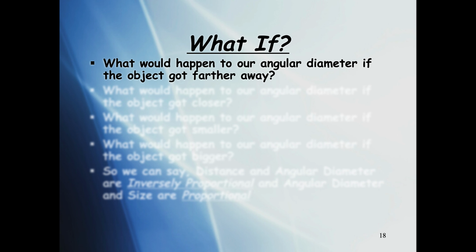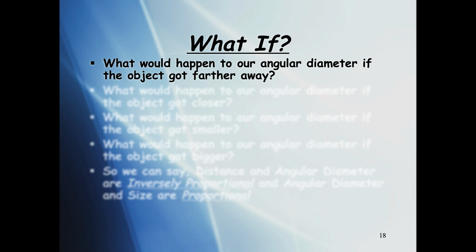So here's some questions for you. And again, just kind of think about the basics of angular diameter and what that means. So that's just going to be how something appears in the sky. So if I said, what would happen to our angular diameter if an object got farther away? In other words, how's an object going to look if it was getting pulled farther and farther away? If somehow I could push the moon farther and farther away, how would it appear?